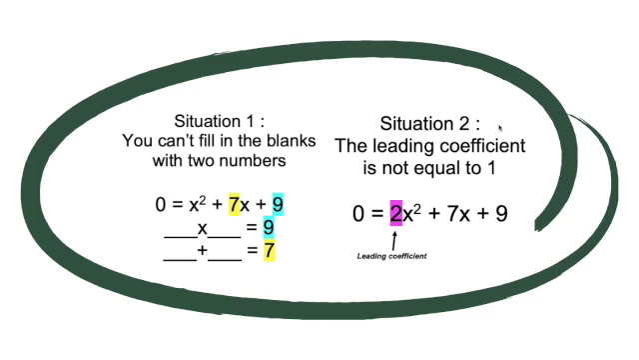Situation 2, the leading coefficient is not equal to 1. In this quadratic equation, 0 equals 2x squared plus 7x plus 9, my leading coefficient in purple is 2. Because the leading coefficient is not equal to 1, we would use the quadratic formula.